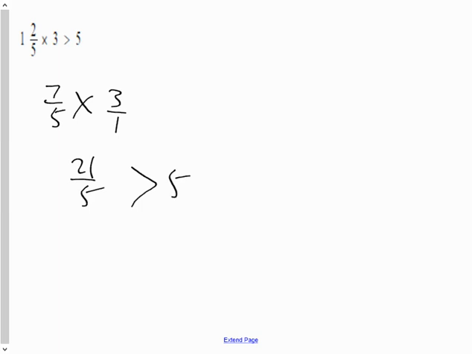So really, this is the exact same question. Is 21/5 greater than 5? In order to figure that out, we got to change this back to a mixed fraction. That's going to be 4 and 1/5. And since 4 and 1/5 is not greater than 5, our answer for this one is false. It's actually less.